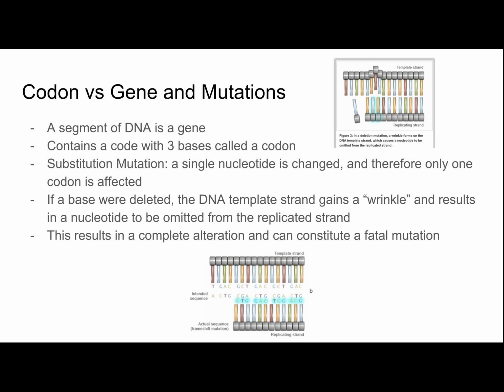With a base substitution mutation, only a single nucleotide is changed. Therefore, only 1 codon is affected. Since only 1 codon is affected, it does not constitute such a serious or even fatal mutation. However, if a base were to be deleted, which is called a frameshift mutation, the DNA template strand gains more of a wrinkle and results in a nucleotide being omitted from the replicated strand. This results in a complete alteration, and this is what constitutes a fatal mutation.